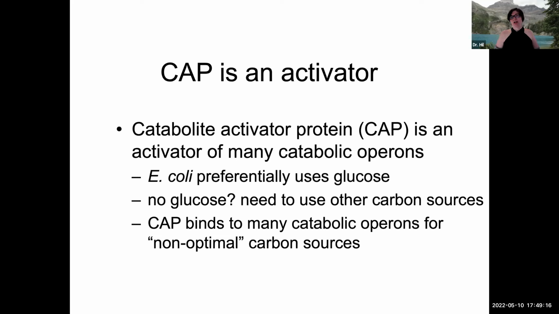The one that we're going to talk about is CAP. CAP stands for catabolite activator protein. It also stands for cyclic AMP activated protein, and it is sensitive to cyclic AMP. It is able to bind the region next to these crappy promoters of catabolic operons and helps them to be sensitive to glucose.